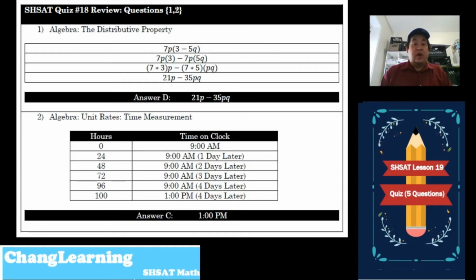So adding 4 hours from 96 to 100 means adding 4 hours on the clock, which means 9, 10, 11, 12 noon, but then we repeat to the PM, the post meridian, and we have 1 p.m. The turkey will be thawed. So the correct answer was C, 1 p.m.